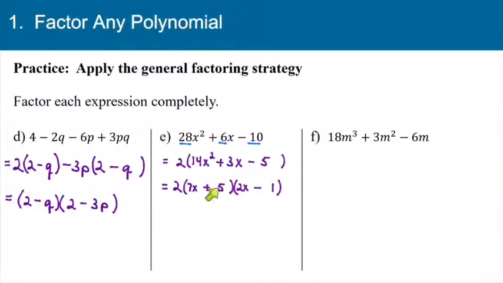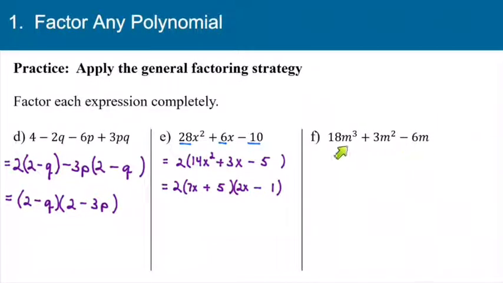Okay, now let's make sure that our middle term is right. Negative 7x plus 10x is positive 3x. So this factoring works for that trinomial, and then if we distribute the 2, we can go back to this form. So this is our final factoring here.